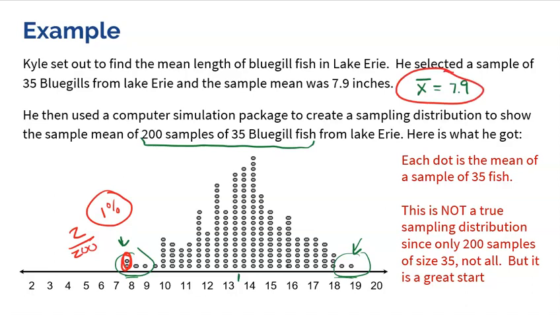So I'm going to go ahead and say that Kyle's sample was pretty low. I mean, look at how many samples were 12, 13, 14, 15 inches on average. 7.9 was unlikely. So remember, when something significant happens, we need to find out why. So I'm going to be like, Kyle, dude, did you lie to me? Or did you go to a certain spot of Lake Erie where there were only tiny bluegill? I mean, what happened, Kyle? Because a sample as small as yours is very unlikely.